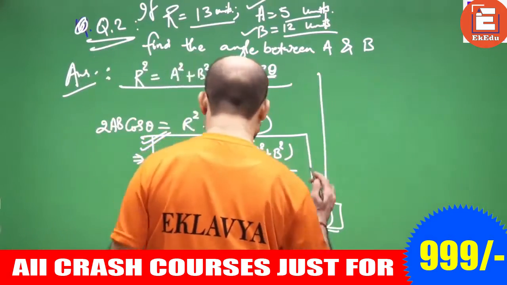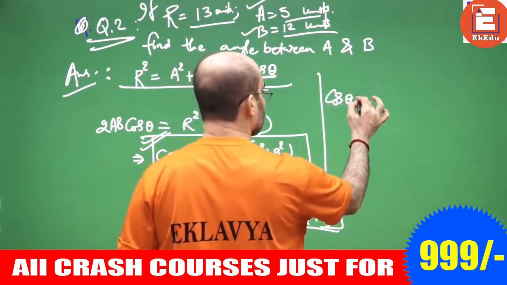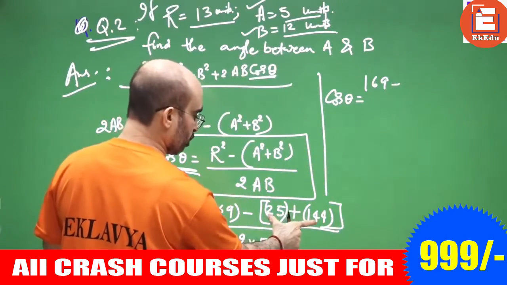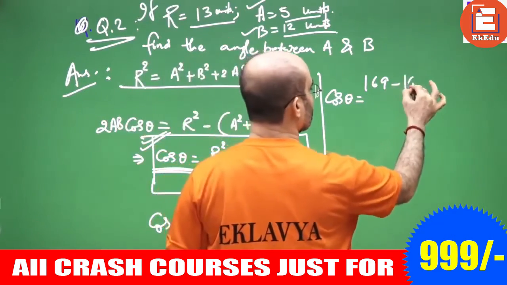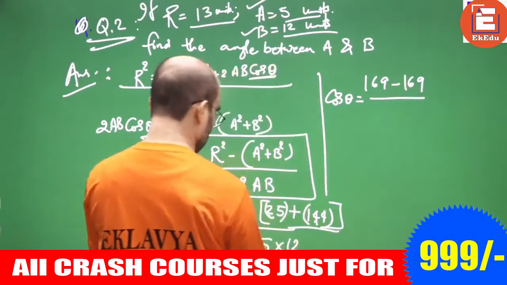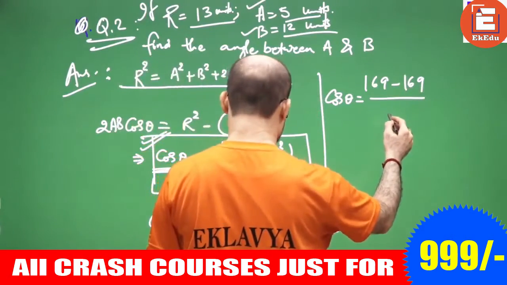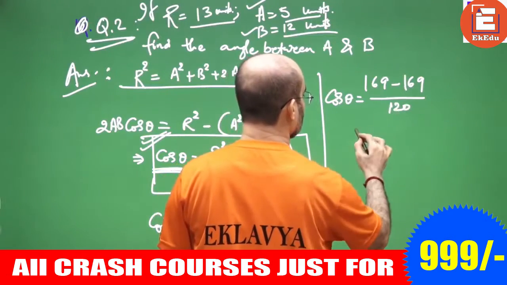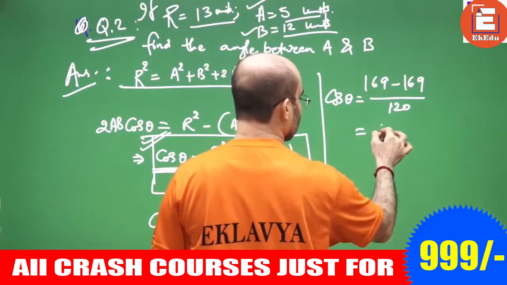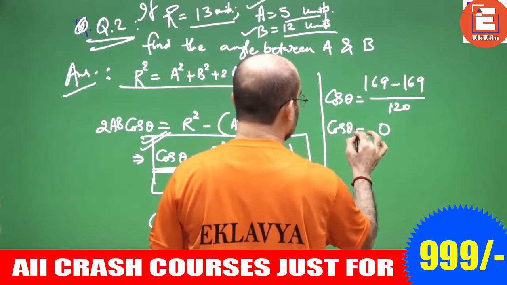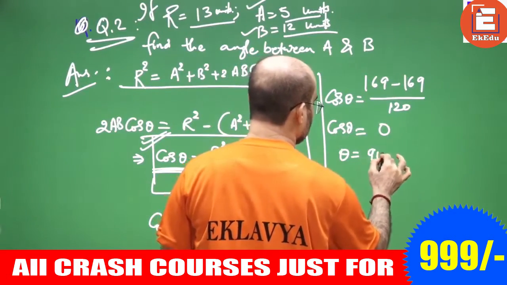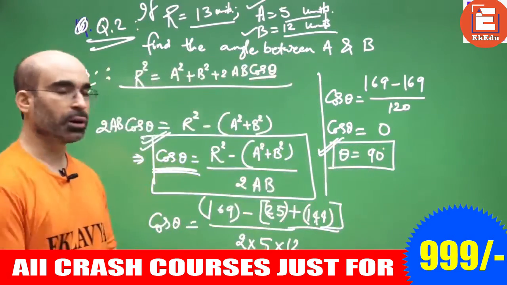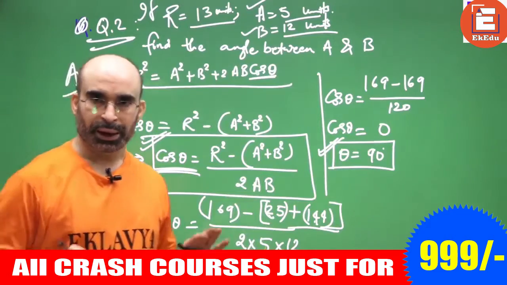So these are the values we have substituted in this expression and we got this. So what is the final result? Cos theta equals 169 minus, if you add this it is also going to be 169, divided by 120. Okay, no problem. So this is going to be 0. So cos theta equals 0. That means theta equals 90 degrees. This is the result. Is this clear?